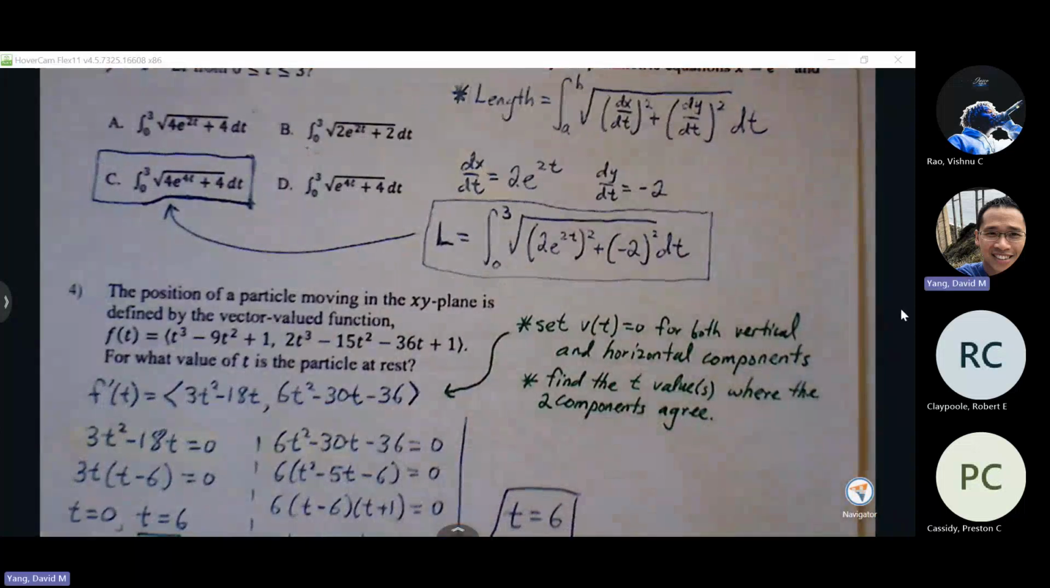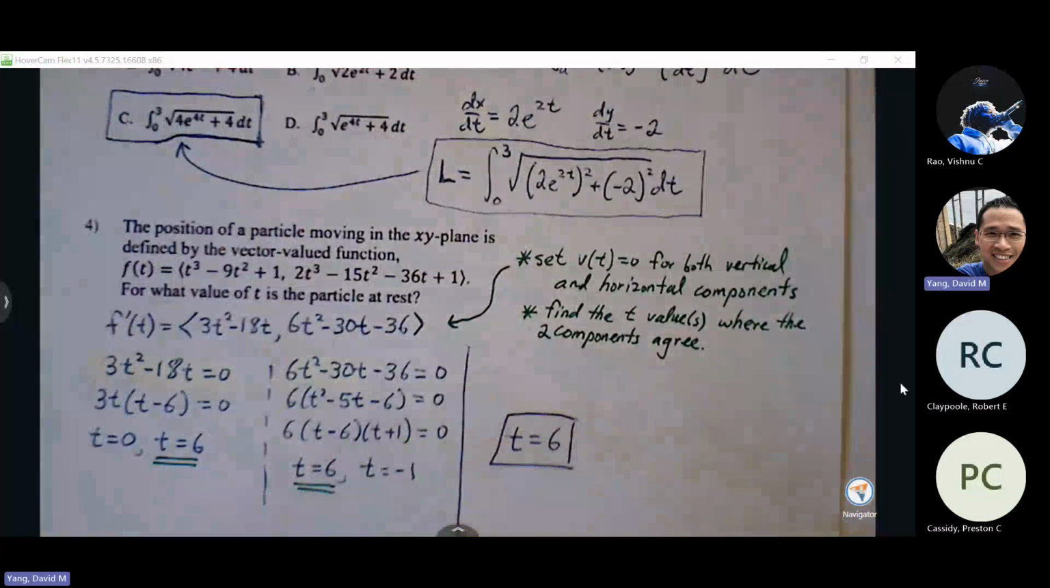Okay, number 4. The position of a particle in the xy plane is defined by a vector valued function, f of t, in the vector form here. For what values is the particle at rest? Particle is at rest whenever our velocity is equal to 0 for both the vertical and the horizontal component. So it could be not moving for the horizontal, but still moving for the vertical. So we want to make sure that we can find a time when both have a shared t value where they're both at a stopping point.